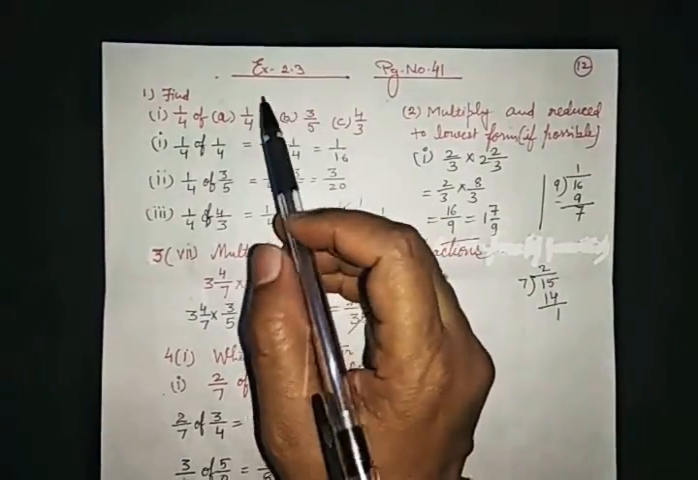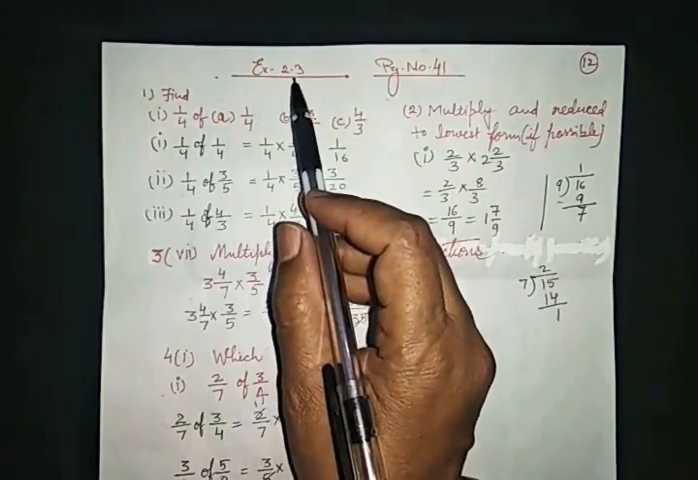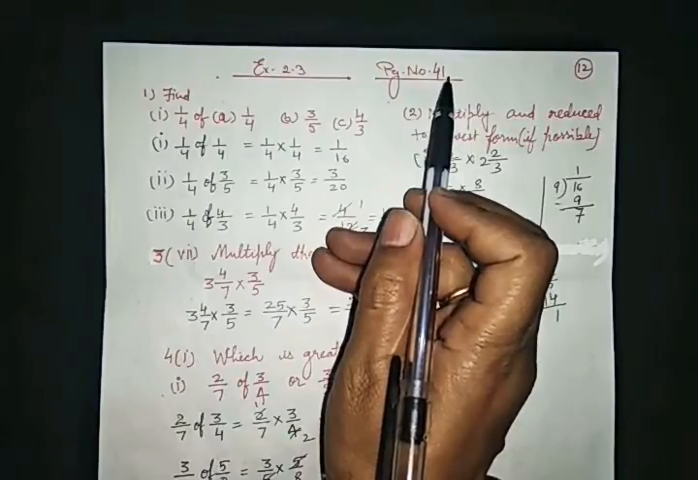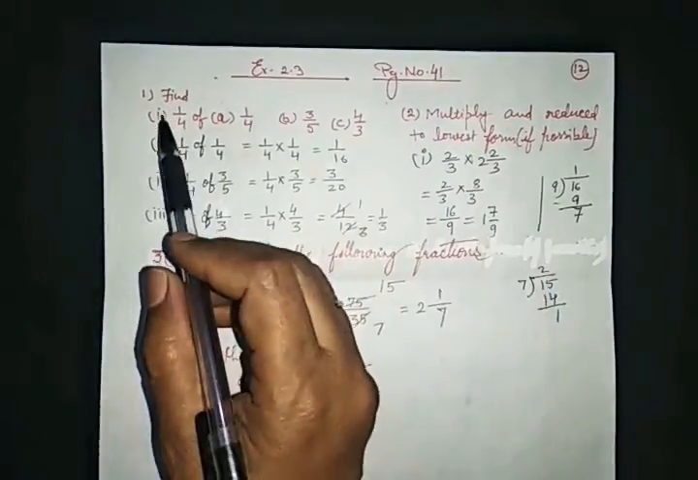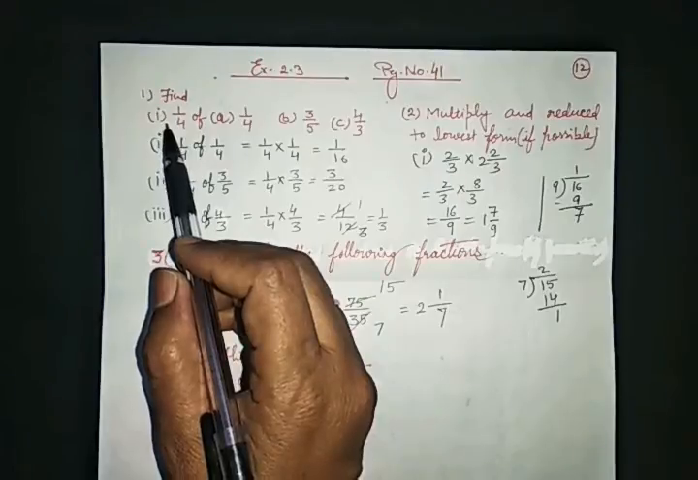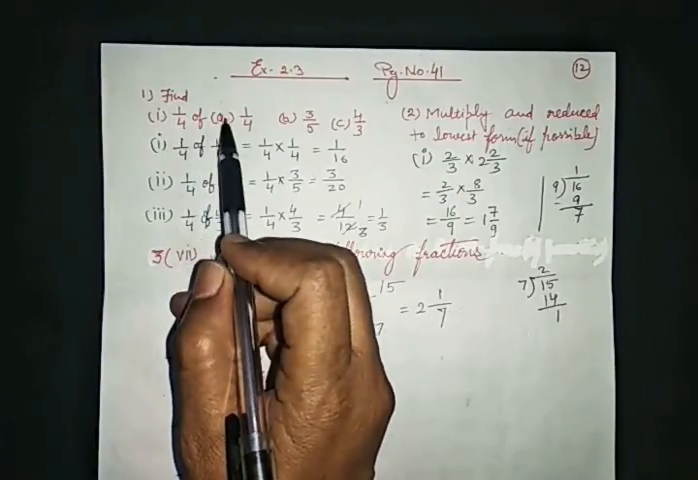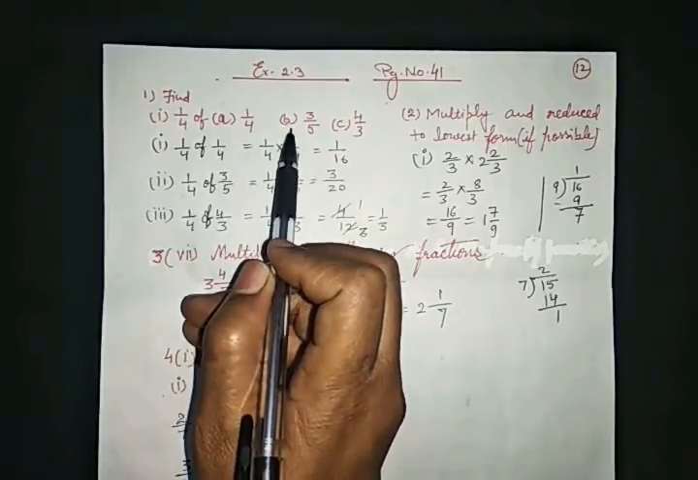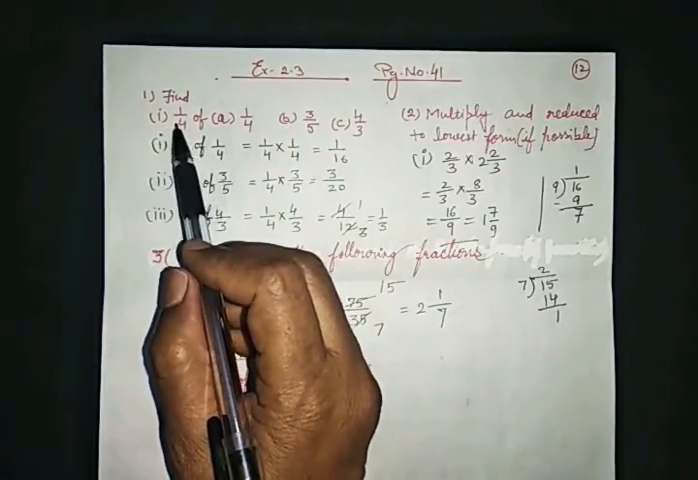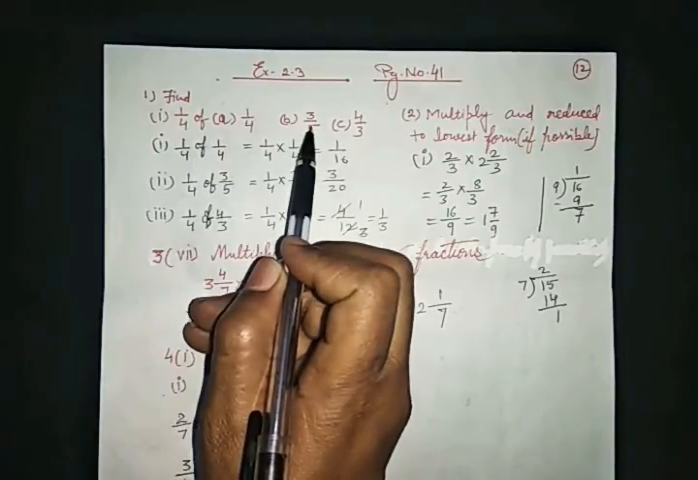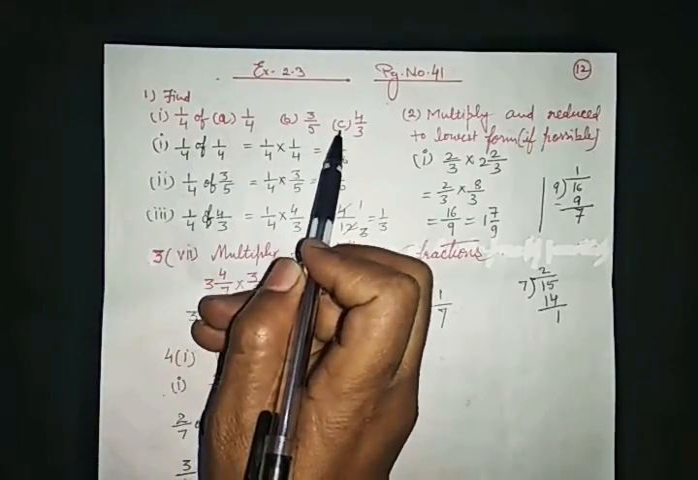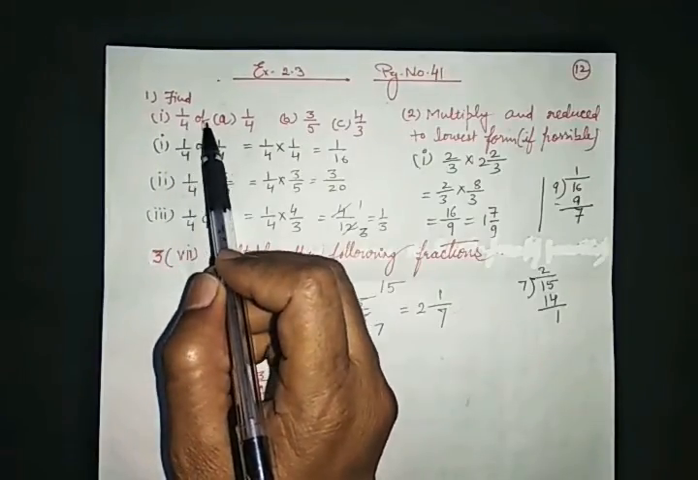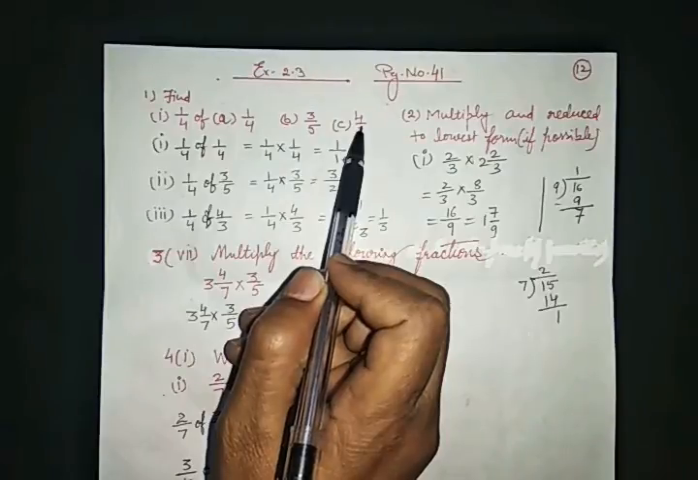Hello children, today I am going to start exercise 2.3, page number 41. Here in this exercise, the first question is: find first part, 1 by 4 of 1 by 4. And B part of the first part is 1 by 4 of 3 by 5. And C part of question number 1, first part, is 1 by 4 of 4 by 3.